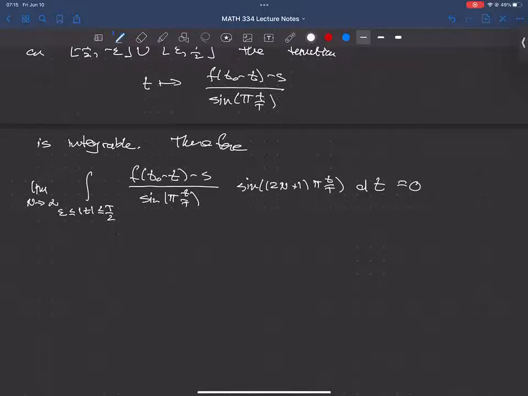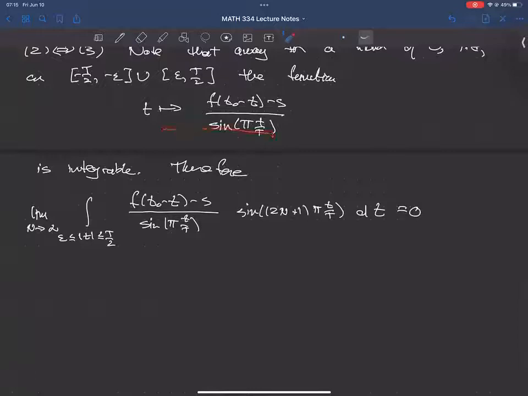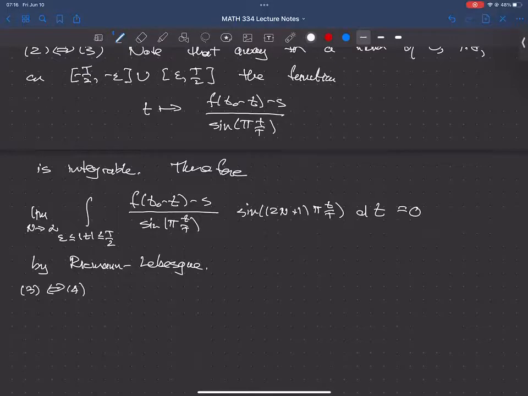And why is that? Well, what am I doing? I'm integrating a function which I just claimed was integrable, times a harmonic function, a sine function in this case. And the frequency of the harmonic, which is 2n plus 1, goes to infinity as n goes to infinity, and so by the Riemann-Lebesgue lemma, that limit is equal to 0. Okay, so that's the equivalence of 2 and 3. And so here, the equivalence of 3 and 4.